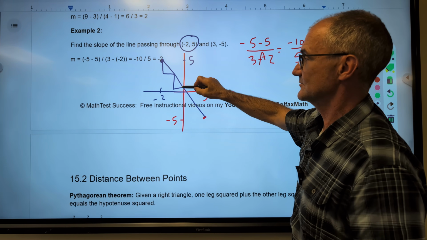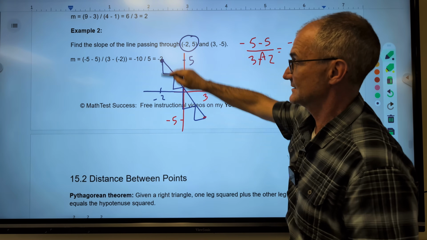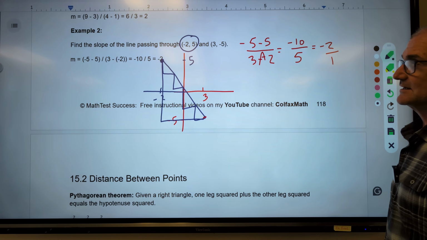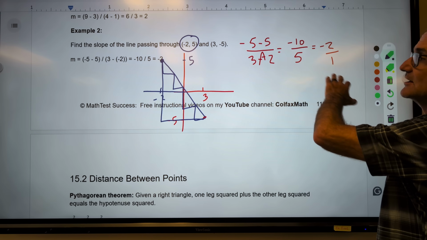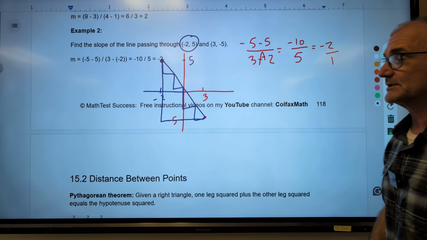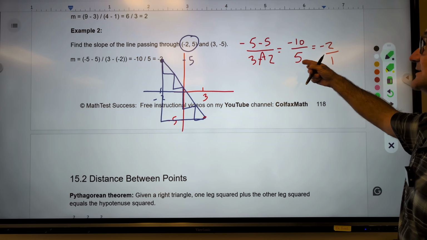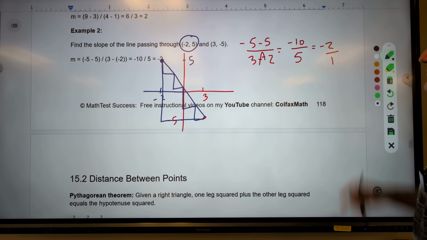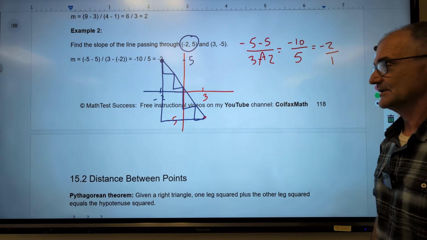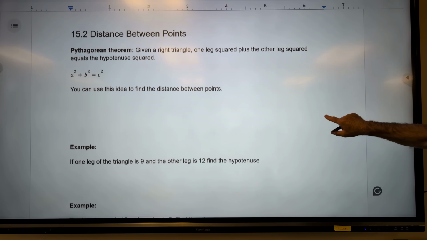Rise -2, run 1. Or I rise a total of -10 and run +5. They are all ratios. They are all equivalents. Because it is a straight line, that slope will be a constant. So you could talk about it as -100 over 50 or the reduced -2 over 1. All right. With that said, let's move on to distance between points.